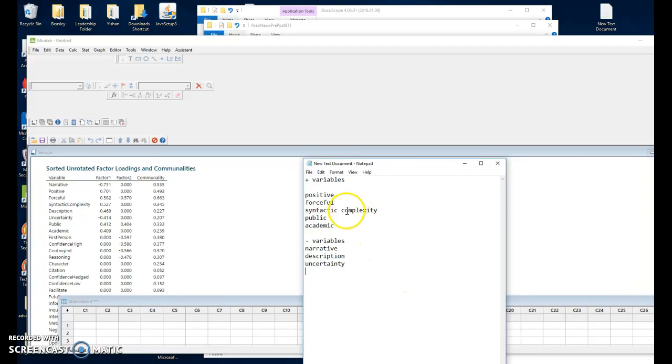So we have 5 variables at the top of this factor. We can think of positive as the top of the factor, and these variables at the bottom of the factor.